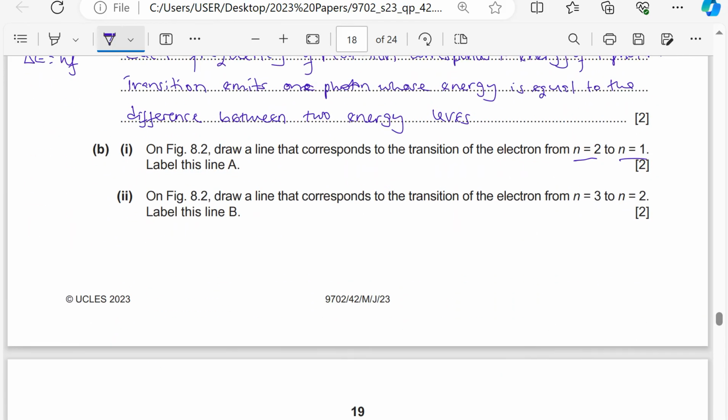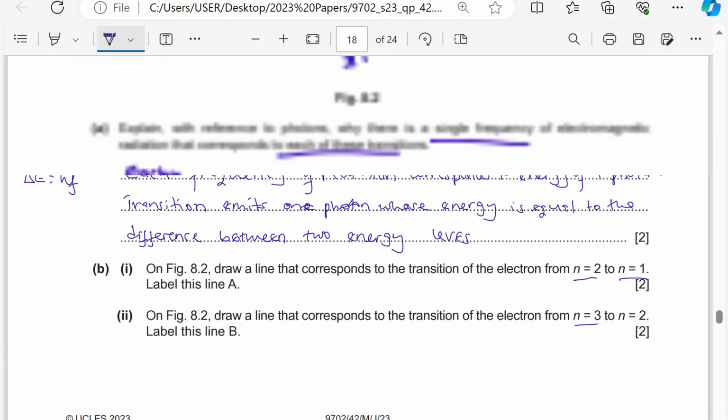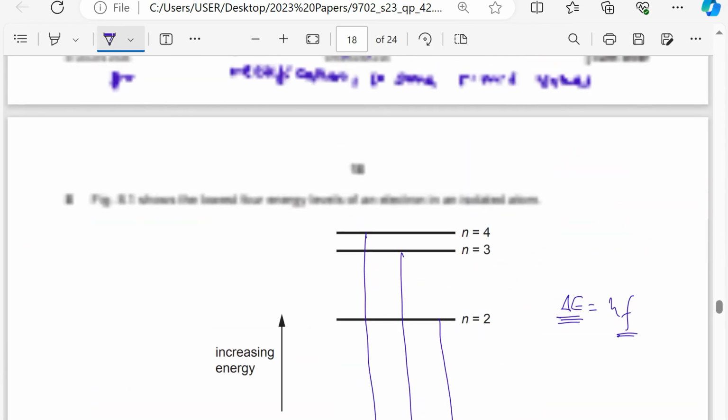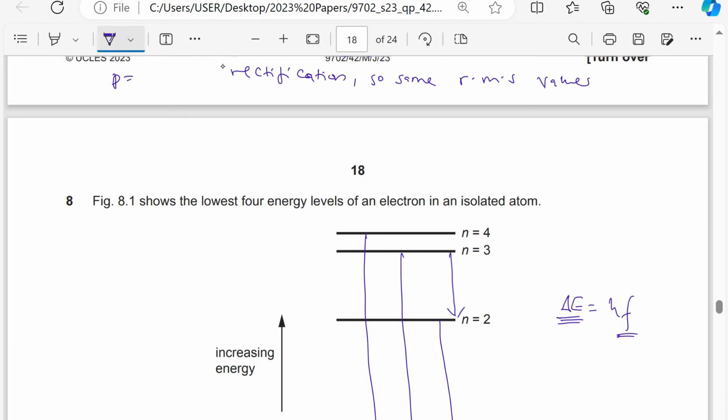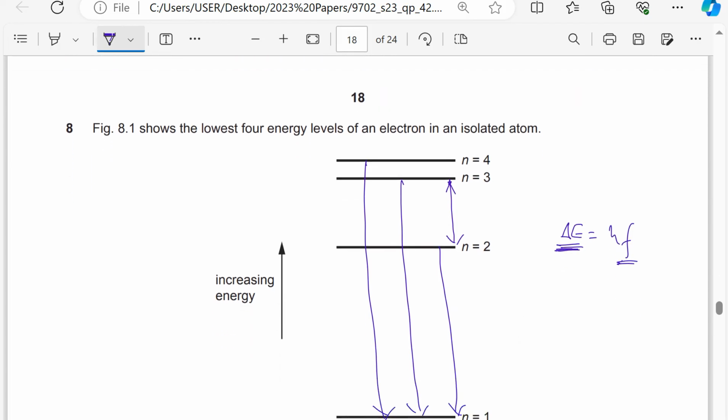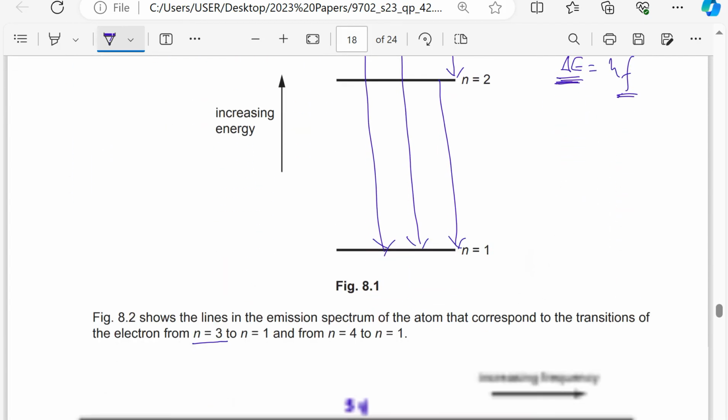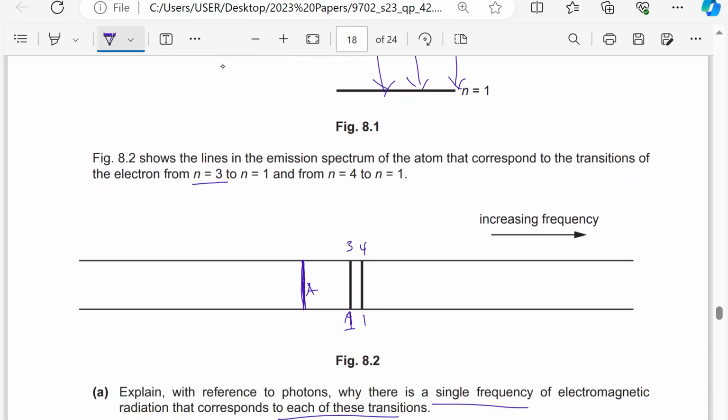Then draw a line that corresponds to the transition from n equals 3 to n equals 2. This is a much smaller frequency because the change in energy is directly proportional to frequency. That means the deviation from the line we have drawn is going to be bigger. So this is going to be another bigger deviation. So I will put it here. So this is going to be my line B. Okay.